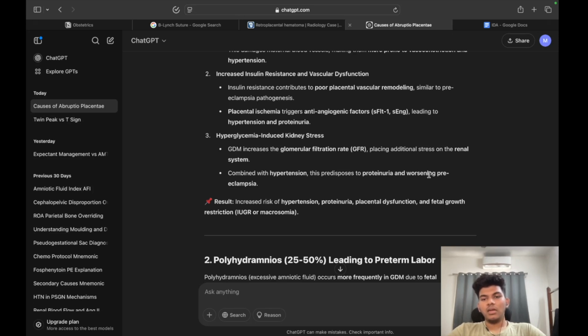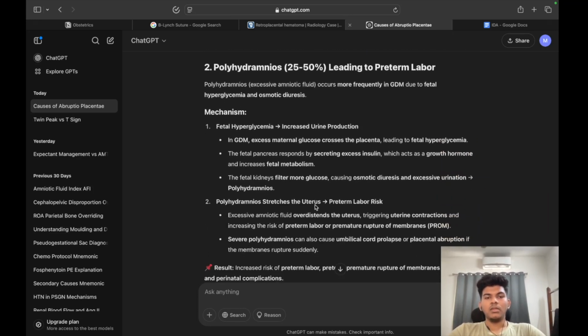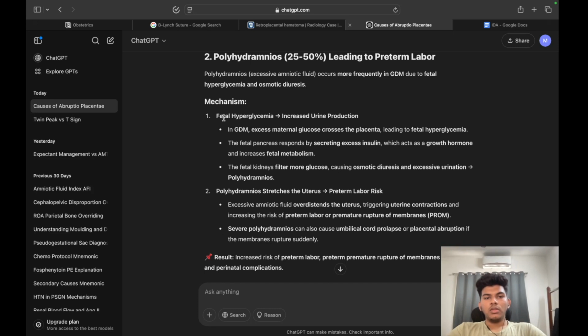Preeclampsia is a condition with hypertension along with proteinuria. So that is increased because GFR is increased due to GDM. So that makes sense now, preeclampsia. Coming to polyhydramnios: fetal hyperglycemia, increased urine production. In that sense, yes, it makes sense now.